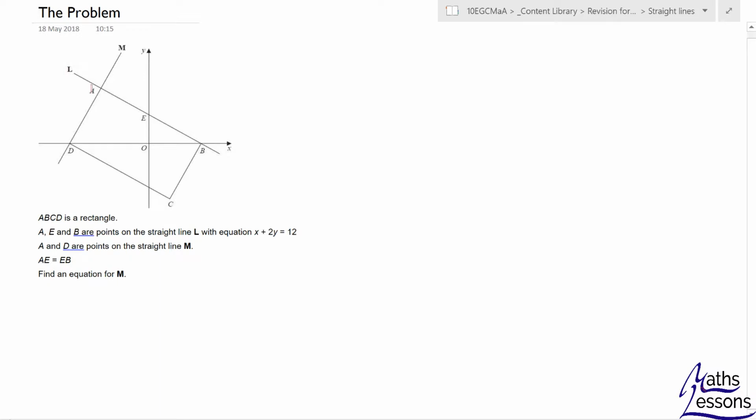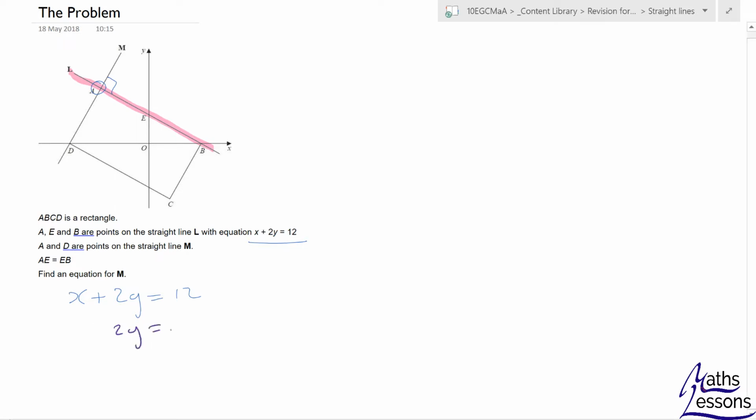We don't know any points on M, but because we know that M is at right angles to here, we can find the gradient of M very simply. So that gives us one thing we know, and we will be able to find the point where these cross. Okay, let's go through that. The first thing we're going to do is use this equation here to find the gradient of the line L, and then once we've found the gradient of line L, we can find the gradient of line M. So x plus 2y equals 12.